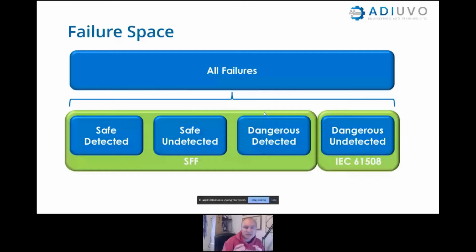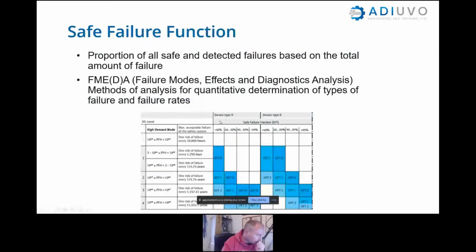What's a real challenge, and what 61508 is really designed around, is trying to find these dangerous undetected modes. And that's a really difficult one, because we don't want to have dangerous failure modes in our system that we cannot detect and cannot take appropriate action from. So this is the failure space that we're going to be exploring.